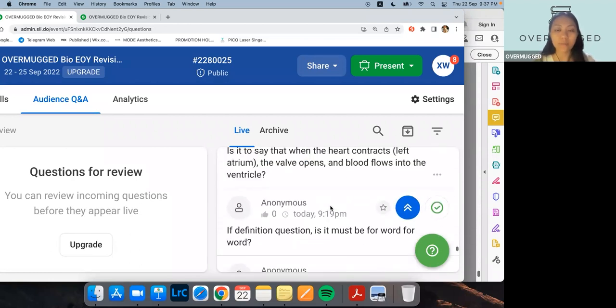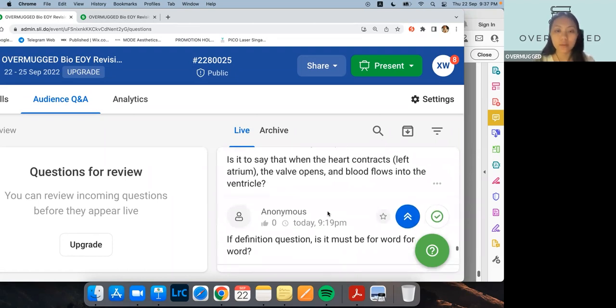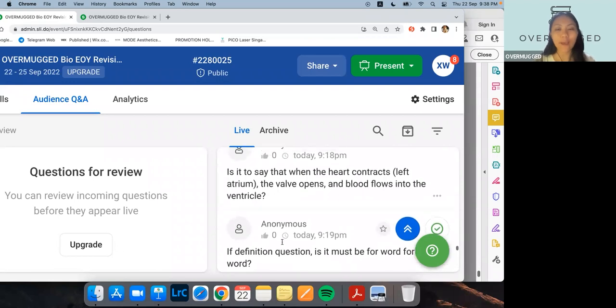Any notes, you can go to the OVERMUGGED website. There are free notes on the OVERMUGGED website for all chapters. For a definition question, must it be word for word? If you can memorize it word for word, then it's good. But if not, it's still keyword based, even for definition questions. As long as you have the set of keywords, it's still fine. So it's not exactly word for word, but the keywords part is word for word.